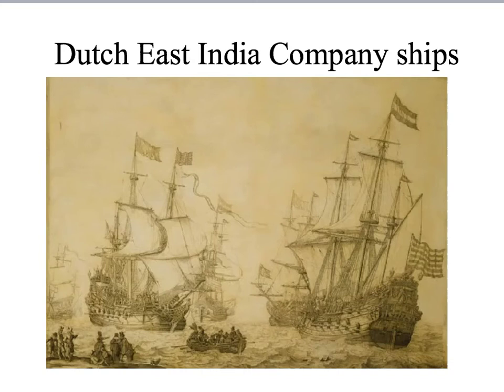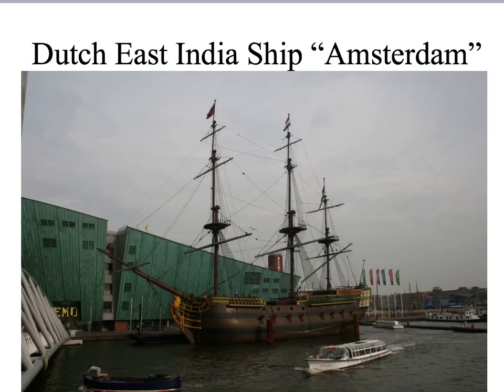And here you have an old painting of Dutch East India Company ships in action. You can tell that they're Dutch by looking at the flag at the very top of the mast. This is a famous Dutch East India ship called the Amsterdam, and it's located where? Yes, in Amsterdam.